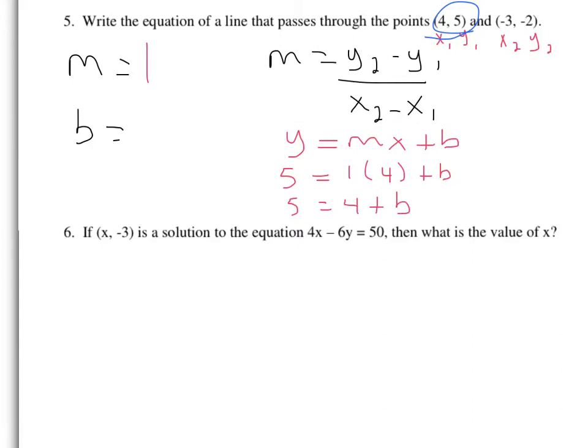And then we're going to take that 4, and we want to isolate the b, so we want to take that 4 and move it to the other side by doing the opposite. So we will minus 4 on both sides. And we're left with b equals 1. So for our equation, for this line, it's y equals 1x plus 1. And I don't need that 1 there in front of the x, because if I just write the letter x, I know that I have one of them. So it's y equals x plus 1.